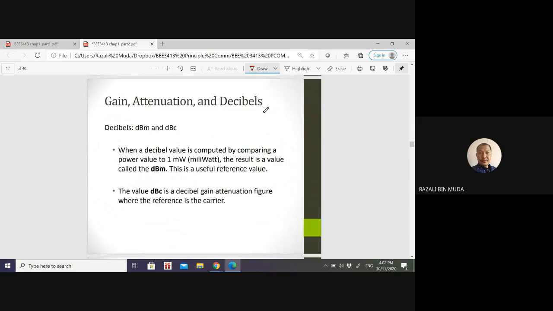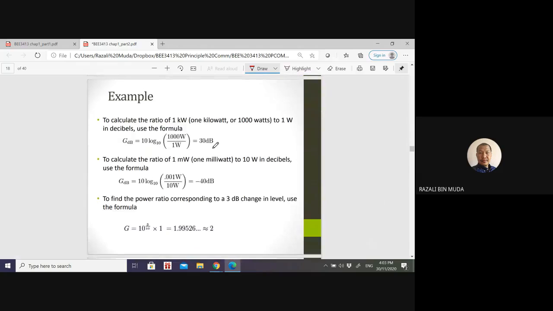Here there is dBm. When a decibel value is computed by comparing a power value to 1 milliwatt, the result is a value called dBm. Sometimes you see dBm, which means the decibel is compared to the reference value of 1 milliwatt. There is some application of this. Similarly, when the value is compared to the carrier, you have dBc, a decibel gain or attenuation figure referenced to the carrier. This one is not as common as dBm.